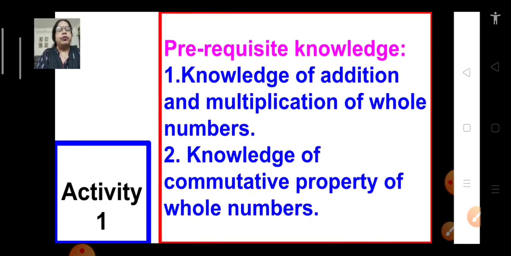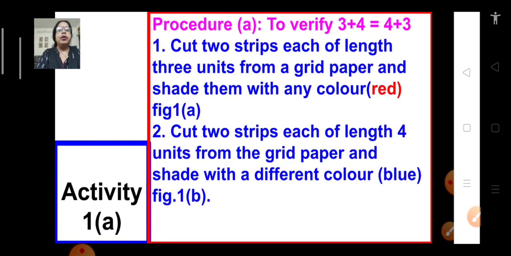Now you have to write the prerequisite knowledge, that is the knowledge of addition and multiplication of whole numbers and the knowledge of commutative property of whole numbers. After that, we are going to write the procedure for the first part of the activity, that is procedure A, to verify 3 plus 4 is equal to 4 plus 3.